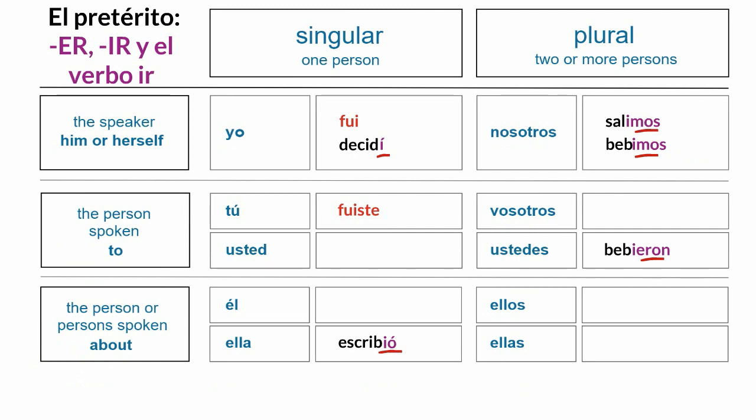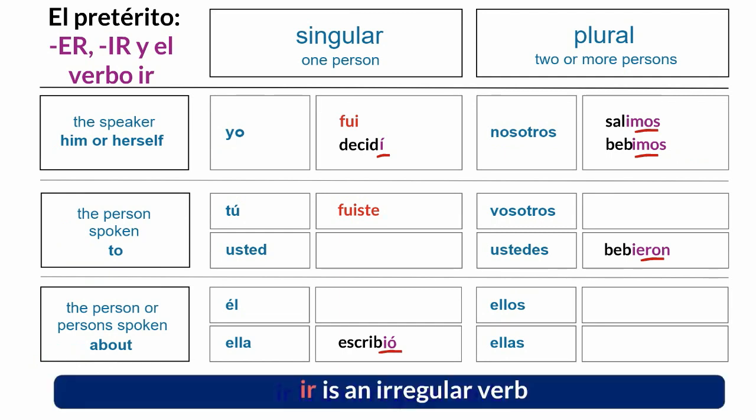There is one verb here that doesn't seem to follow the same pattern as beber, escribir, and salir. Do you see it? Which one is it? Yes, ir is an irregular verb. Look for the other forms of ir in the enfoque en la forma video.